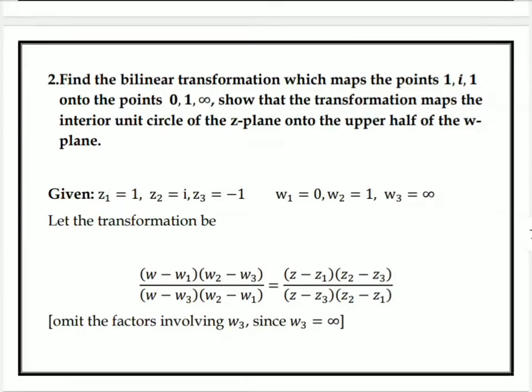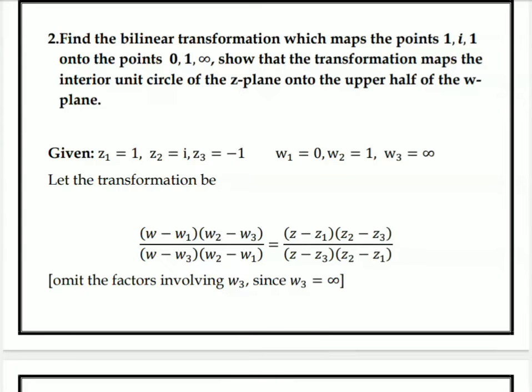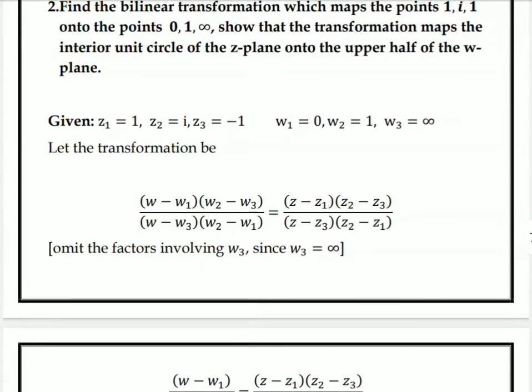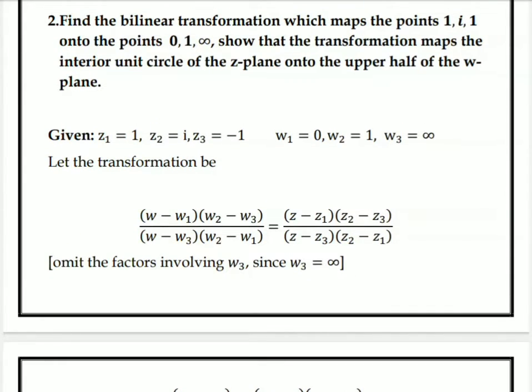Next, second question. Find the bilinear transformation which maps the points 1, i, -1 onto the points 0, 1, infinity. Show that the transformation maps the interior of the unit circle of the z plane onto the upper half of the w plane. Solution: given z1 equal to 1, z2 equal to i, z3 equal to -1. w1 equal to 0, w2 equal to 1, w3 equal to infinity.